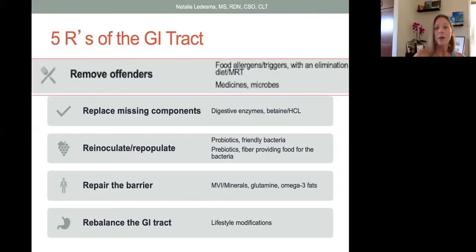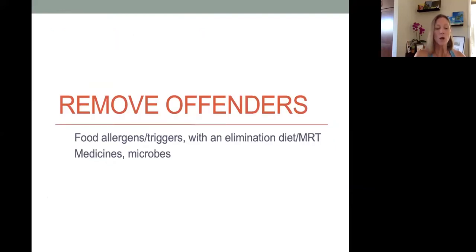So the first R, remove the offenders. So here we want to remove food allergens, remove these food triggers, with an elimination diet and or possibly a personalized MRT, looking at medicines and microbes that possibly could be of concern.